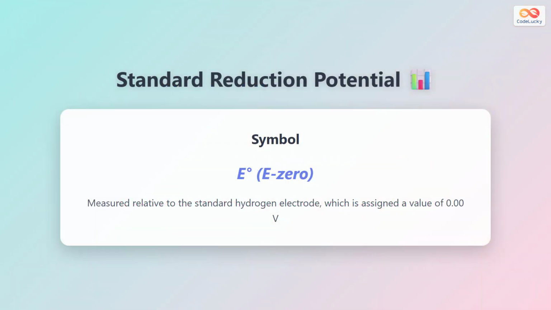The standard reduction potential is represented by the symbol E°, also written as E0. This value tells us how strongly a species tends to be reduced under standard conditions. But here's an important question: reduced compared to what? We need a reference point. That's where the standard hydrogen electrode comes in. The standard reduction potential of any half reaction is measured relative to the standard hydrogen electrode, which has been assigned a value of exactly 0.00 volts. This reference system allows us to create a comprehensive table of standard reduction potentials for different chemical species.